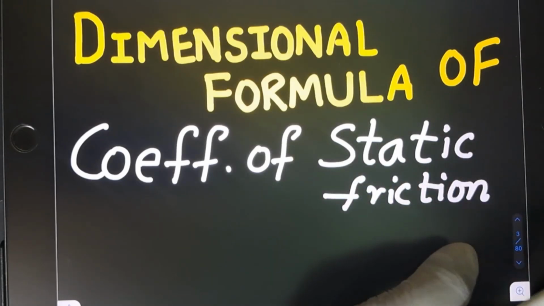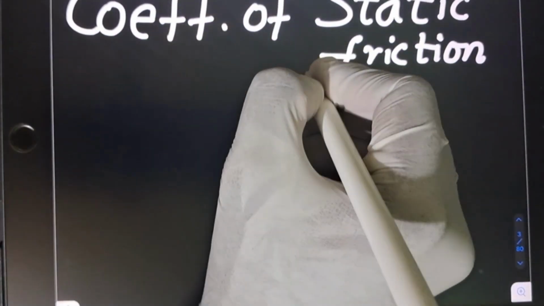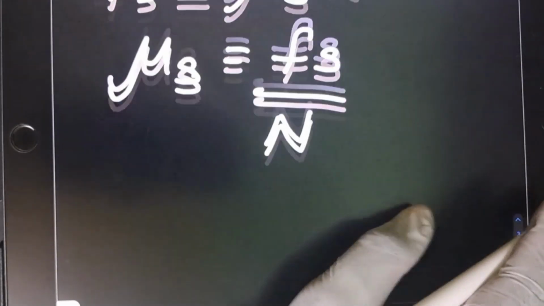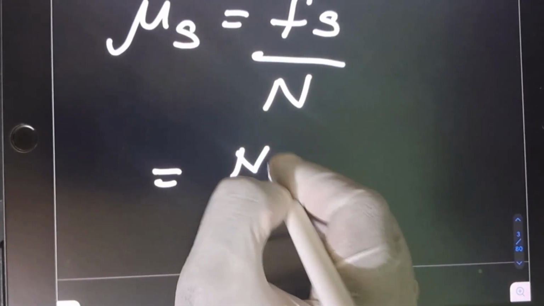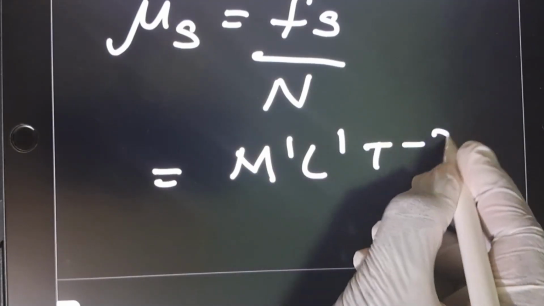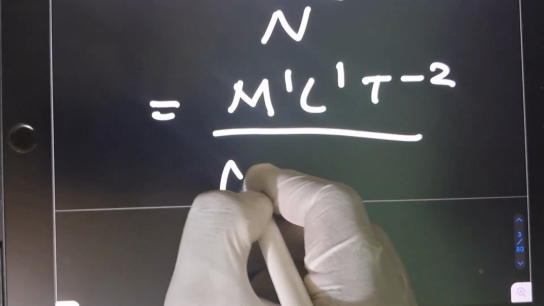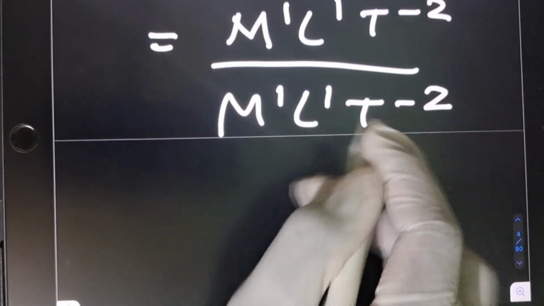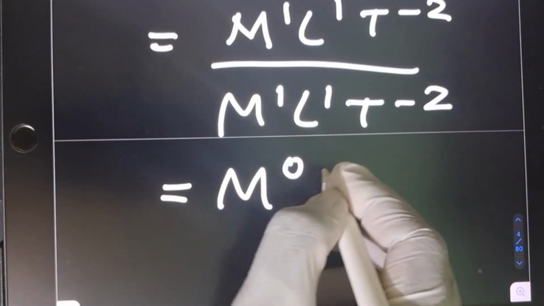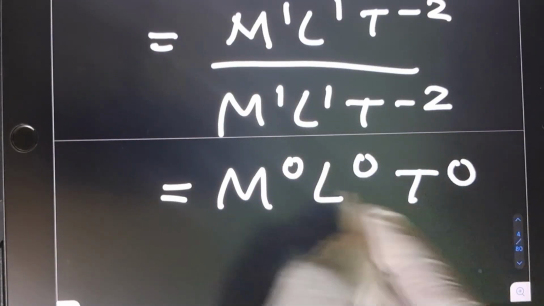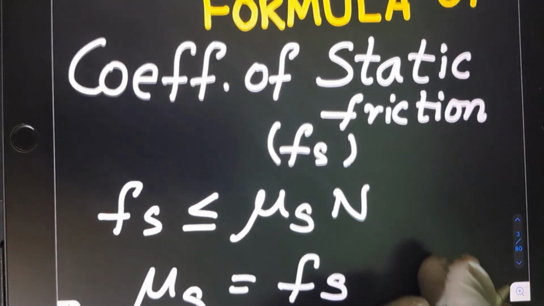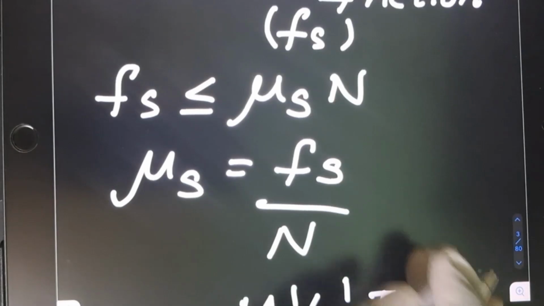To find the dimensional formula of coefficient of static friction, denoted by the letter mu s. Mu s is equal to Fs, force, by N. Fs force is M power 1 L power 1 T power minus 2, by N, M power 1 L power 1 T power minus 2. Here N represents normal force, and on cancellation we get M power 0 L power 0 T power 0. The coefficient of static friction has no dimensions, it is dimensionless. M power 0 L power 0 T power 0.